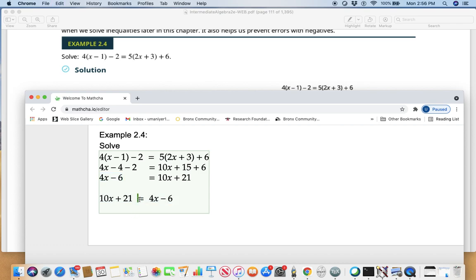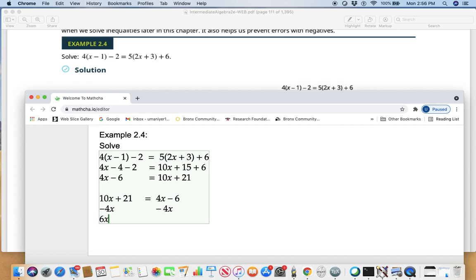It's just a matter of taste. It's not necessary. Okay. Now, 4x here. So let me subtract the 4x from both sides. Why did I do that? I can get rid of that 4x and this gets reduced. 10x minus 4x is 6x plus 21 equals negative 6.